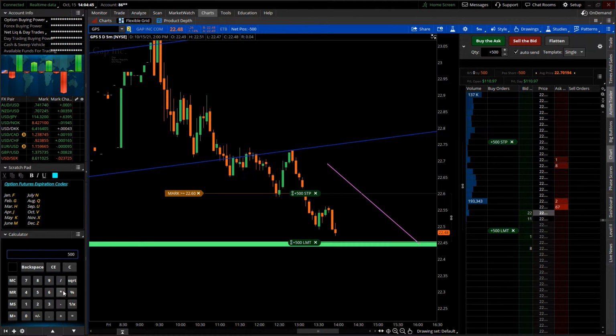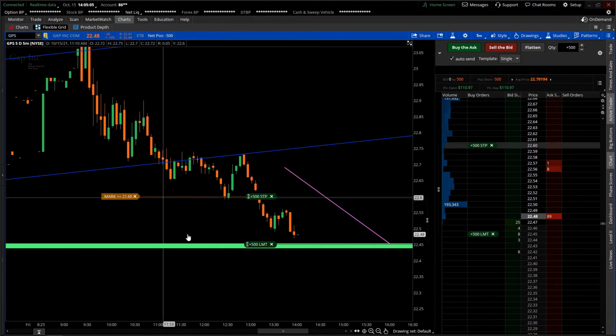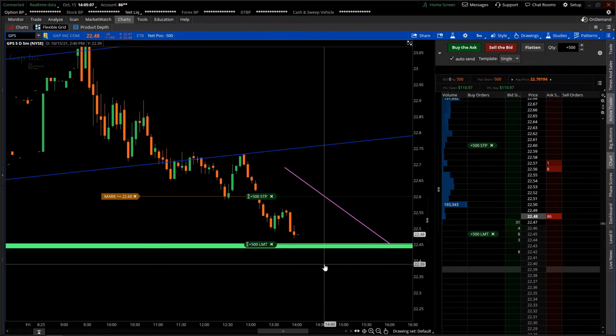$22.71 times $22.71. So the margin requirement was a little over $11,300. Otherwise, I would have just, I prefer trading short options rather than shorting or purchasing stocks via trades.